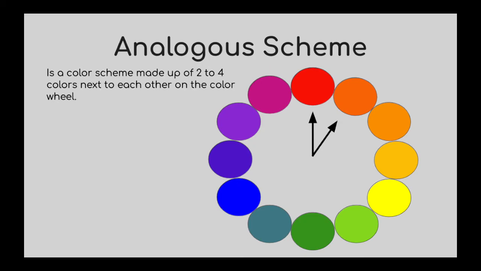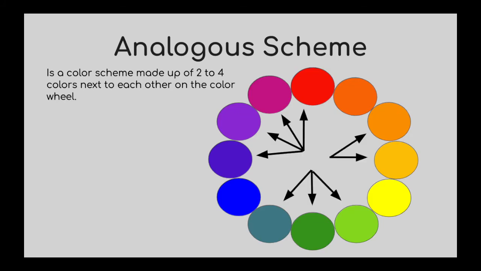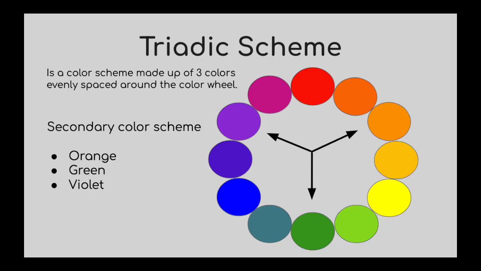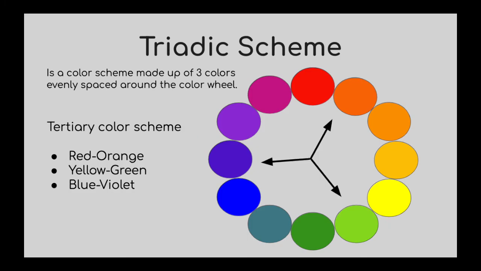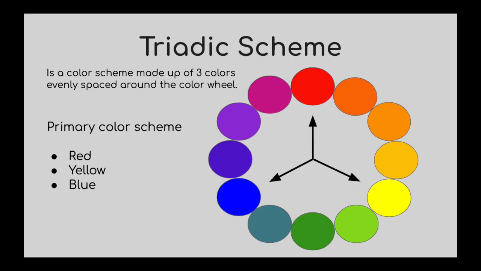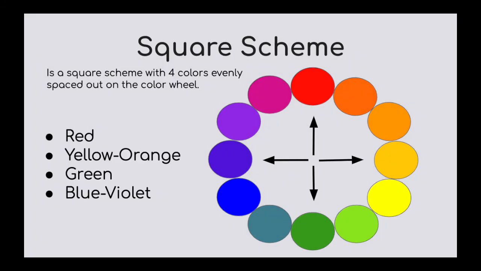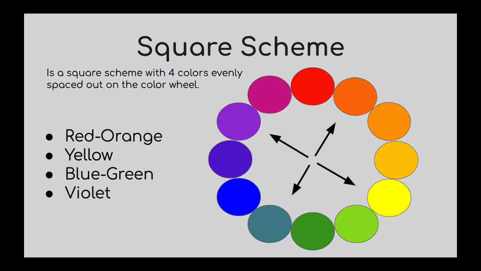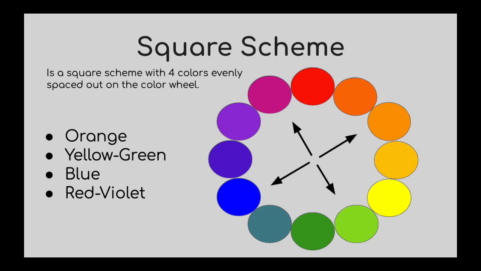Another popular color scheme is an analogous color scheme. This color scheme is made up of 2 to 4 colors that are next to each other on the color wheel. A triadic color scheme is also very popular. This scheme is made up of 3 colors that are spaced evenly around the color wheel. The most popular triadic color scheme is your primary color scheme of red, yellow, and blue. The last color scheme we are going to look at is a square scheme. To create this scheme, you'll use 4 colors that are evenly spaced throughout the color wheel.